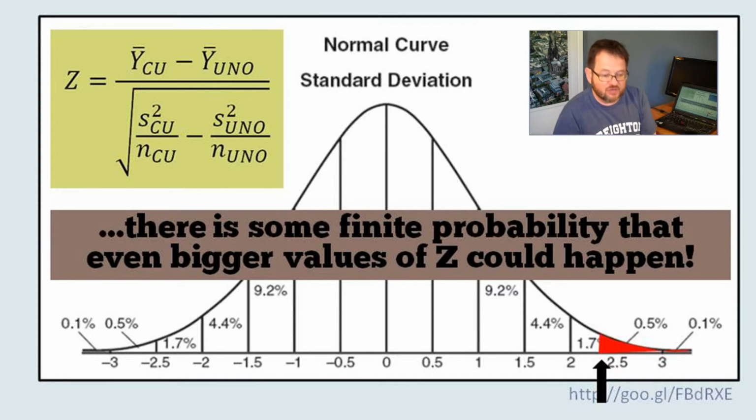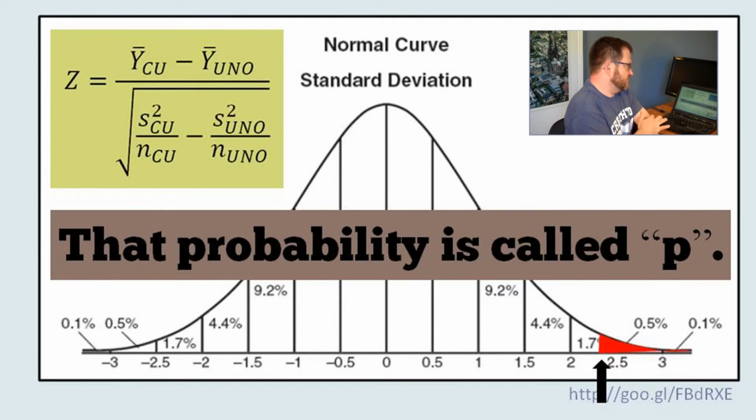You get bad data, you get some observations that are wrong, there's a finite probability that the value of Z, which is a measure of the difference between these two averages, is going to be big just because I made a mistake when I conducted my experiment and I drew 10 tall Creighton students. Rats. For what it's worth, by the way, that value is called p.